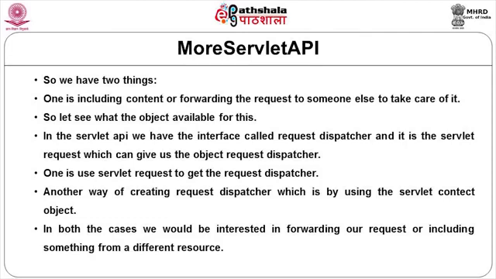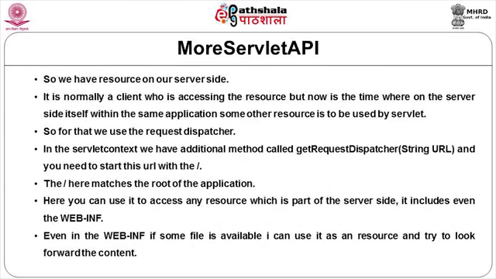Okay, so, let us see what is the object available for this. In the Servlet API, we have this interface called RequestDispatcher, fine, and it is the servlet request which can give us the object of a request dispatcher. So, one option is to use a servlet request to get a request dispatcher. There is another way of creating a request dispatcher, which is by using the servlet context object. But in both cases we would be interested in forwarding our request or including something from a different resource.